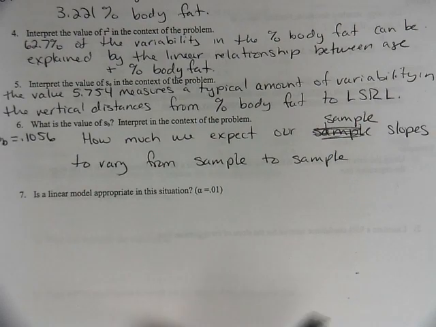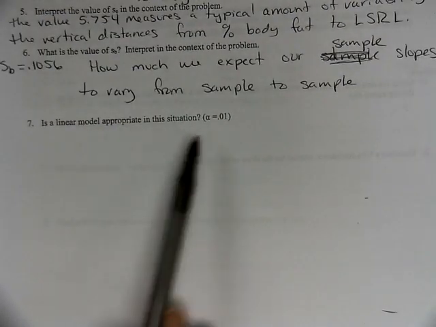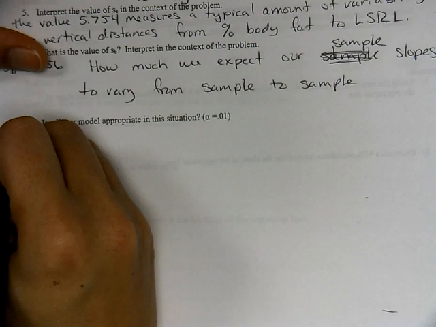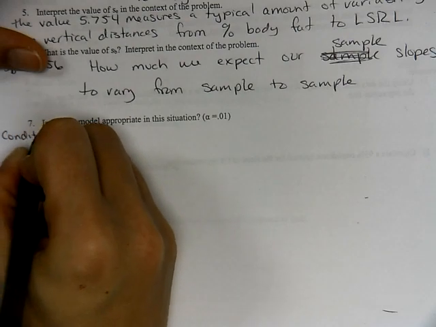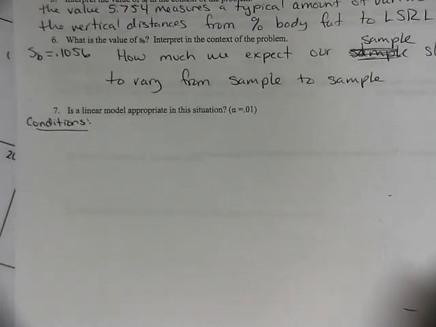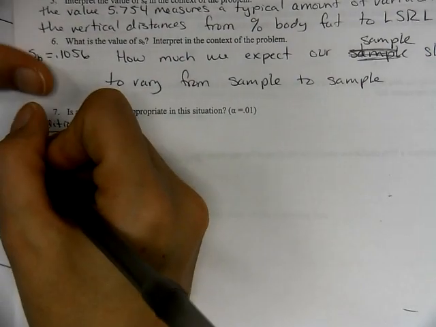So, question 7 is the big guy. This is our actual hypothesis test. Is the linear model appropriate for this situation? Before, in chapter 5, we would just look at the residual plot. Now that we have all the data, we can actually do a hypothesis test. So, for our conditions, and again, it doesn't show up a ton on the AP test, which is why we're not doing a ton of it. I think on your homework you maybe have 2 examples. But you still kind of have to know what it is.